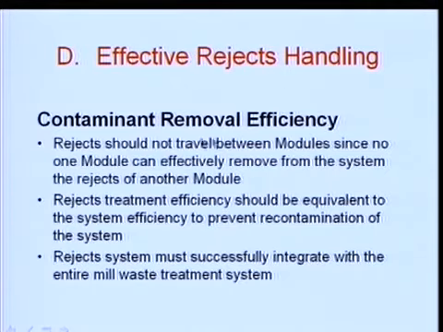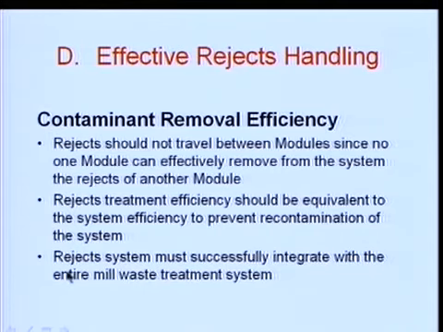So, contaminant removal efficiency. Rejects should not travel between modules, since no one module can effectively remove from the system the rejects of another module. We already saw previously that we should not recycle contamination from one module, for example from a cleaner module to a screening module, or even from a screening module to a screening module, unless the second or third stage in the screening where you're taking the contamination is made compatible with the subsequent module, not the preceding but the next module. So you have to maintain compatibility between the modules, and also compatibility in how you're going to take care of all the rejects, so the rejects are not recycled and do not run around and break down.